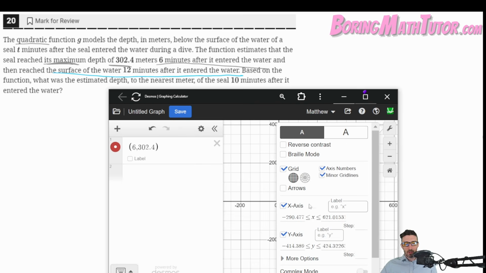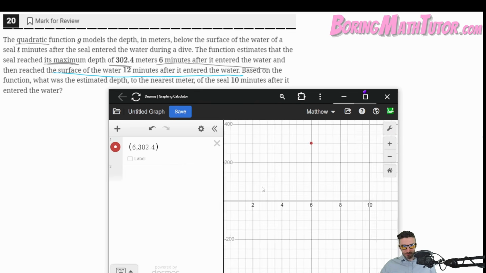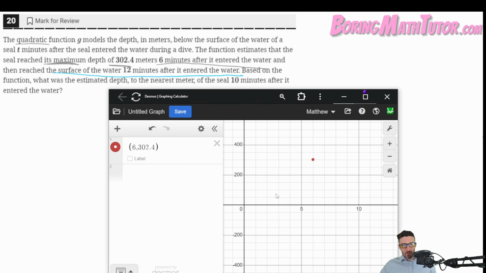So I'm going to go to my window, just to help me look at this a little bit. And I'm going to change the max to 12 and the minimum to, let's say, 0. Okay, just zoom out a little bit. And now that's our point right there.